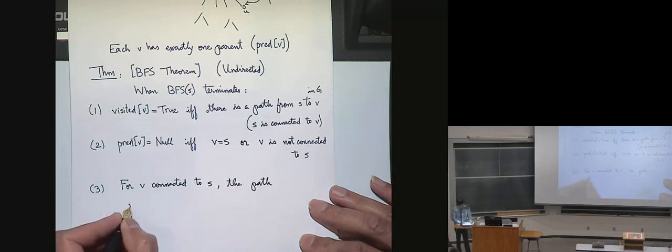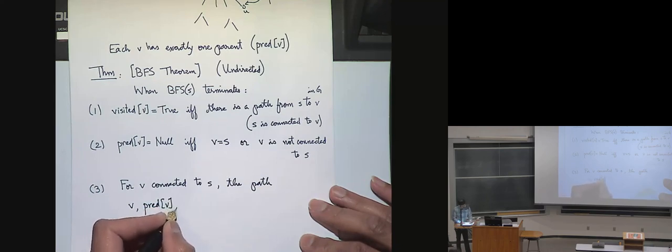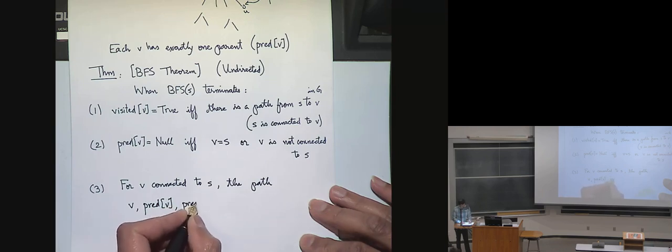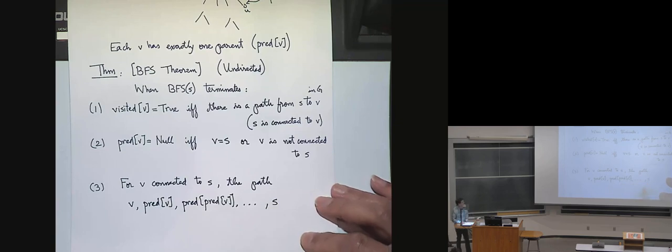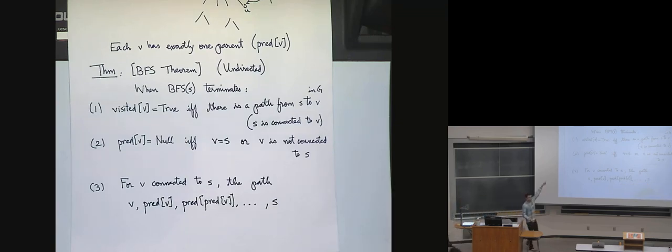the path V, predecessor of V, predecessor of the predecessor of V, so on and so forth, all the way back to S. Why does it have to go back to S? Because by the second step, the only vertex connected to S, whose predecessor is not null, is S. So if you keep following predecessors, maybe let's unpack the statement.